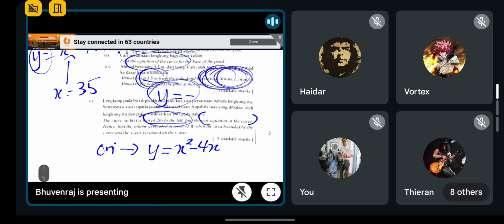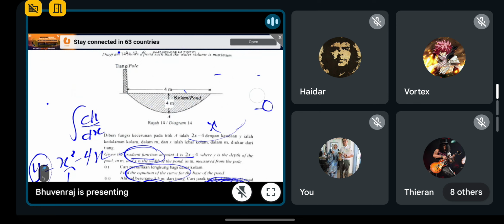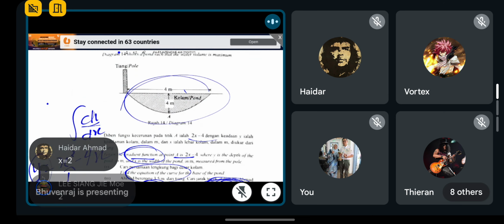Minus 4x. Yes, correct. So guys, do I have axis of symmetry here when I move 2 units to the left? You try to see your curve. Try to imagine and see. This is your curve. You try to move 2 units to the left. Okay, wait now. I write for you guys. So can you all tell me, over here, what is your axis of symmetry, the equation? Apa persamaan paksi simetri kat sini? Can you all tell me for this graph?